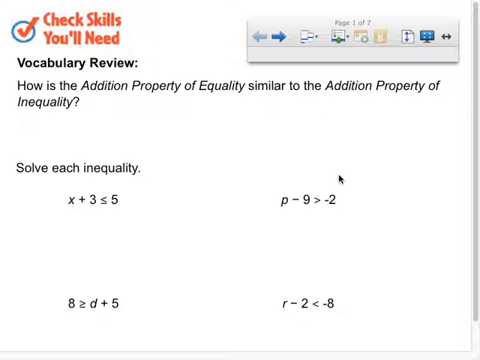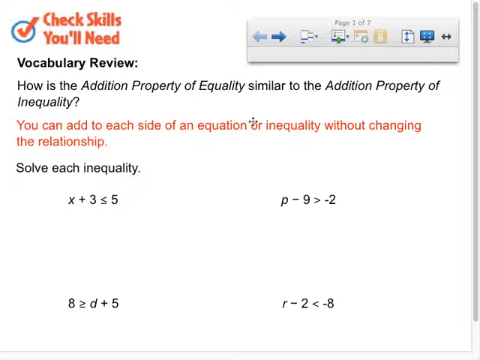Okay, this is Unit 5, lesson 11. How is the addition property of equality similar to the addition property of inequality? Ola, how are they similar? Okay, that's very good. Here's what the book gave us for an answer: you can add to each side of an equation or inequality without changing the relationship. It's still a true relationship, right?